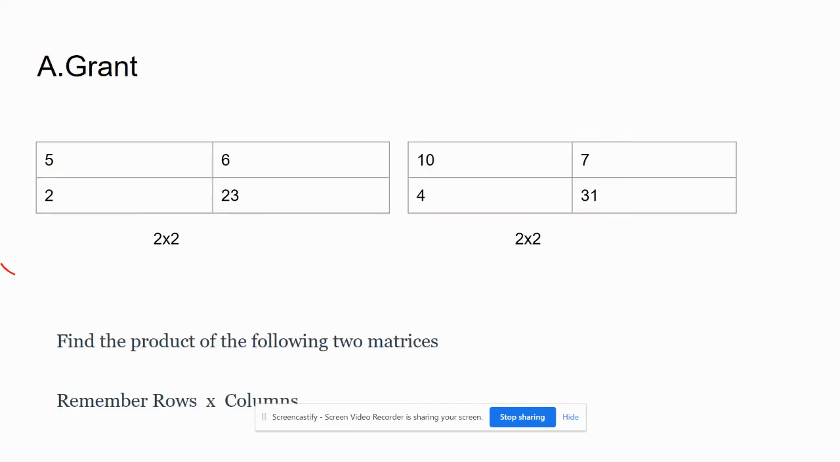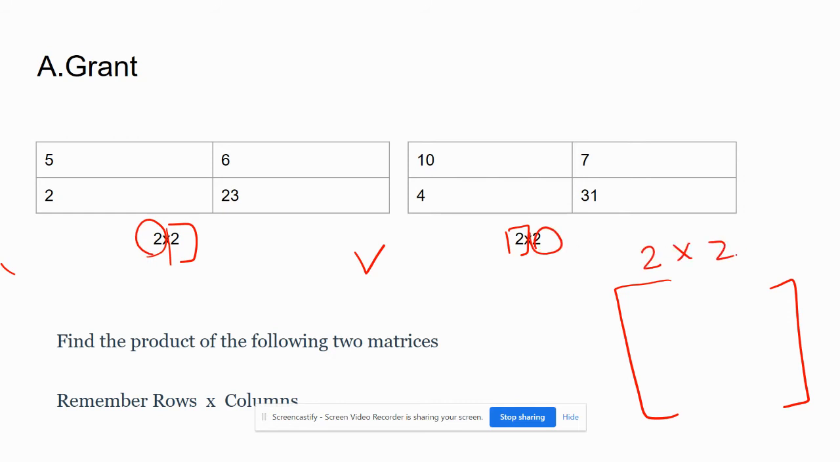All right, find the product of the following two matrices. Remember, rows times columns. So we're going to multiply it. The 2 by 2 means we're going to end up with a 2 by 2 as well. So these two match. That means we can multiply. This one and this one tells us what our answer matrix is going to be.